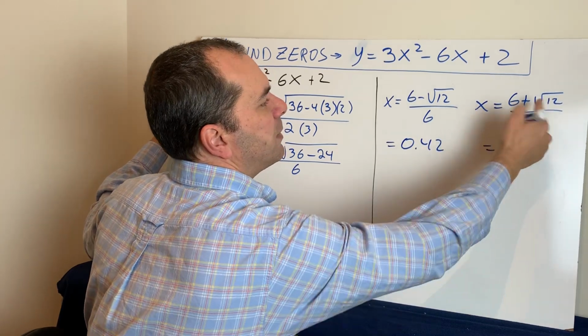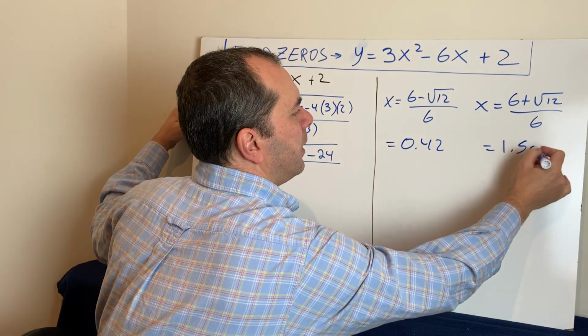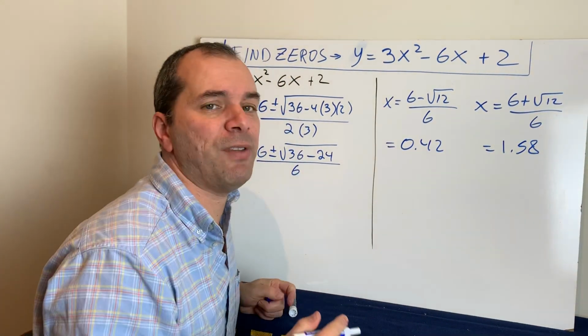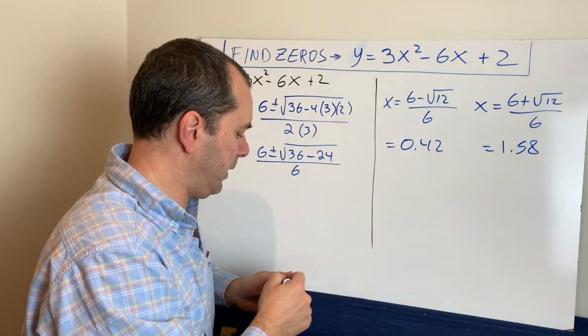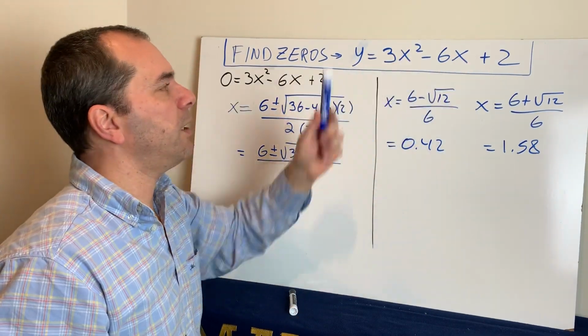When I plug in the other one, 6 plus root 12, it gives me 1.58 rounded. It's really 577, but I rounded up to 0.58. And if I plug those numbers back in here, you'll see that these numbers will make it go to 0.